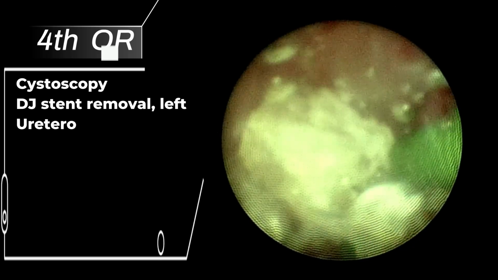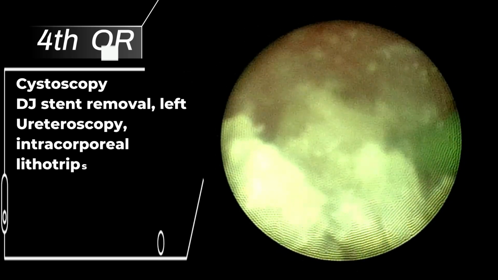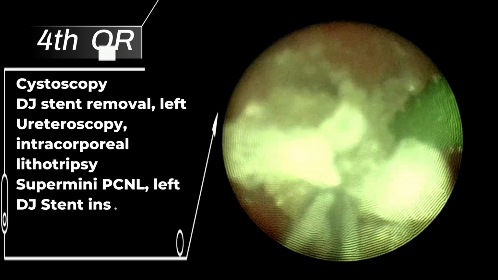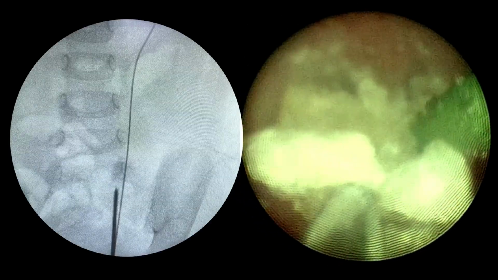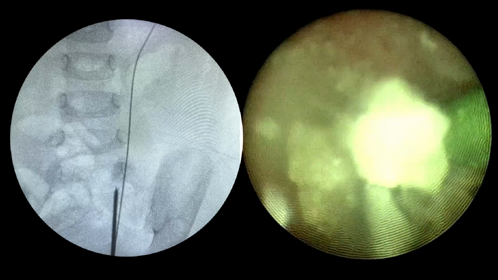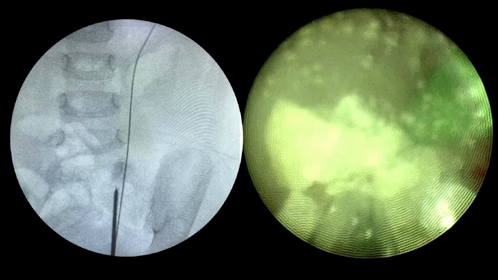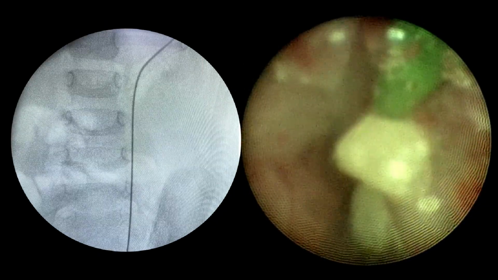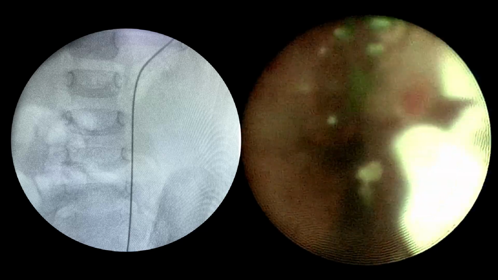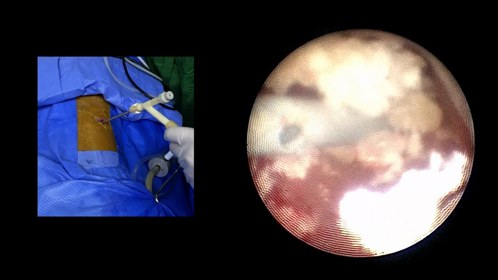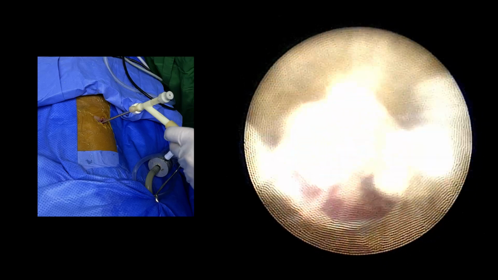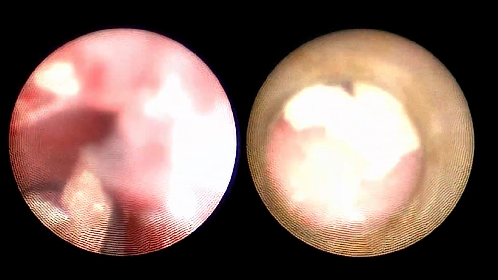The patient was subsequently scheduled for a 4th operation. During this operation, the patient underwent DJ stent removal on the left, followed by ureteroscopy and intracorporeal lithotripsy with pneumatic lithotripter. We pushed back the stone fragments to the kidney. The patient was then repositioned to a prone position for supermini PCNL, where extraction of the stones was performed using a suction sheath and stone basket.